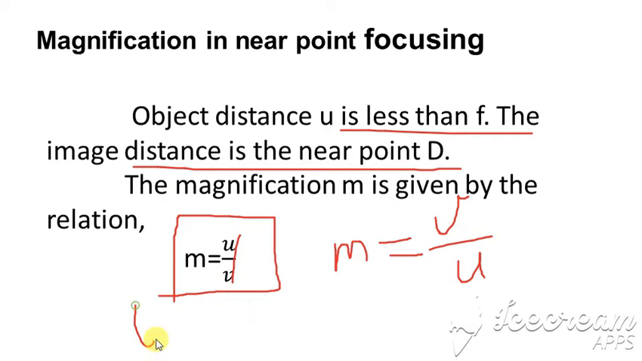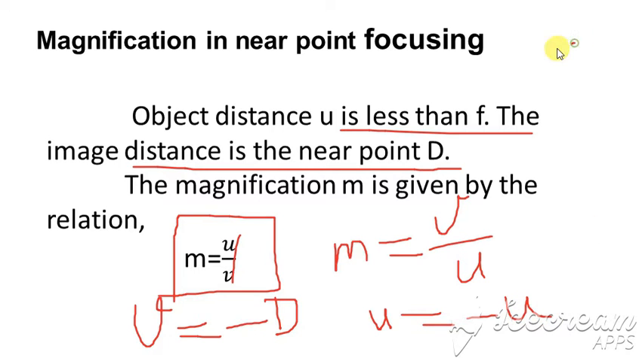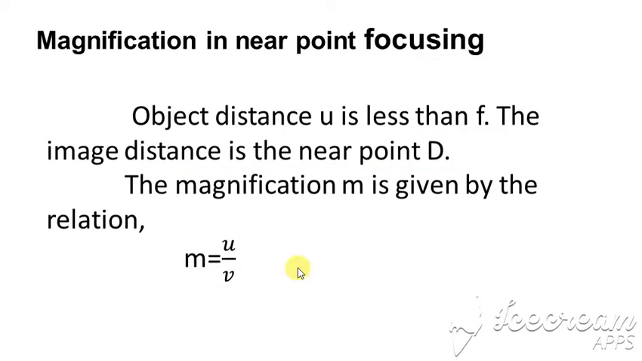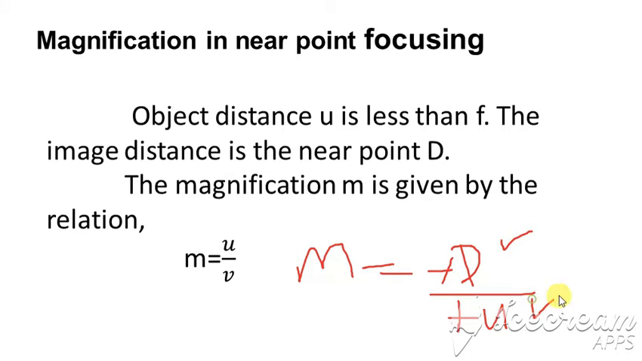Here we are taking the value of v to be equal to minus d and u to be equal to minus u, because we are seeing in the opposite direction. So we are taking minus in both conditions. When you substitute v and u, we get m equal to minus d divided by minus u, so the minus signs cancel, and we get d divided by u.